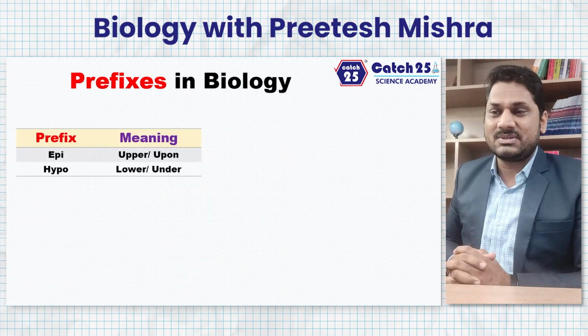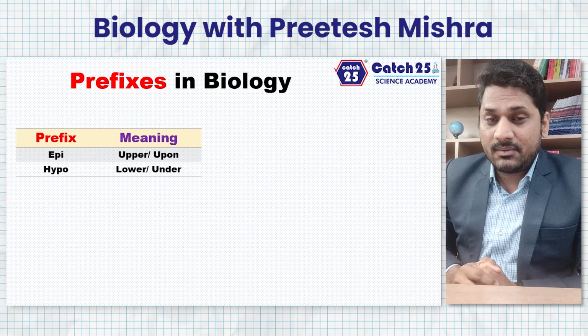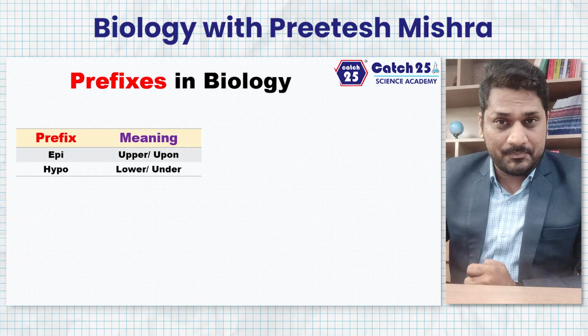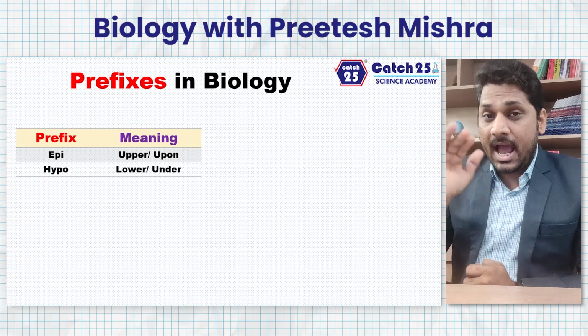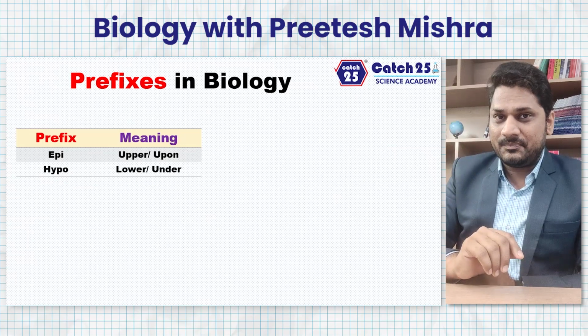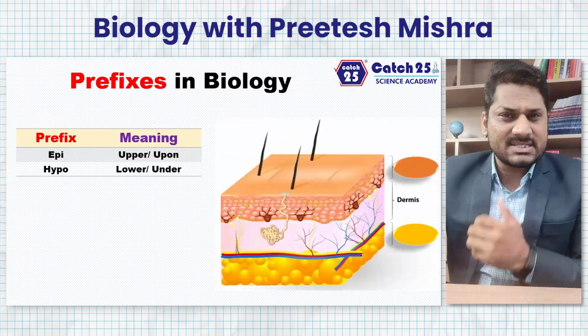This is our first slide, students. So the first prefix which you are going to consider today is epi. What do I mean by epi? Epi means upper or upon. The second one is hypo. Hypo means below or under. A biological example, let us see if you have understood the prefix. Let us apply it now.